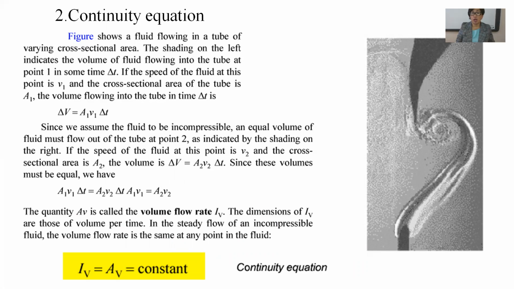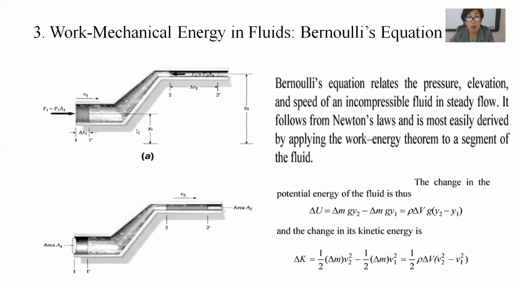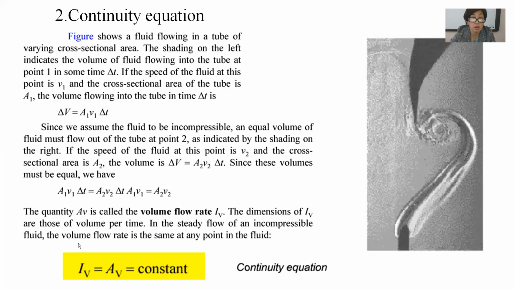The shading on the left indicates the volume of fluid flow. Here we take this fluid flowing in a tube of varying cross-sectional area. If the speed of the fluid at this point is V1, this is the first velocity at the cross-sectional area A1, and the volume flowing in the tube in the time delta t, delta V, equals the first area multiplied by the first velocity and multiplied by delta t.